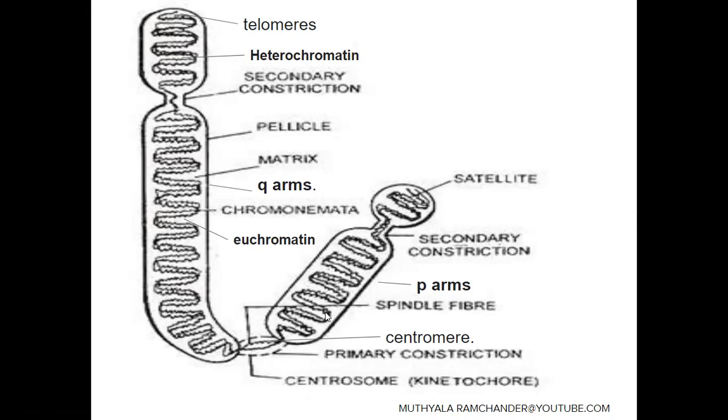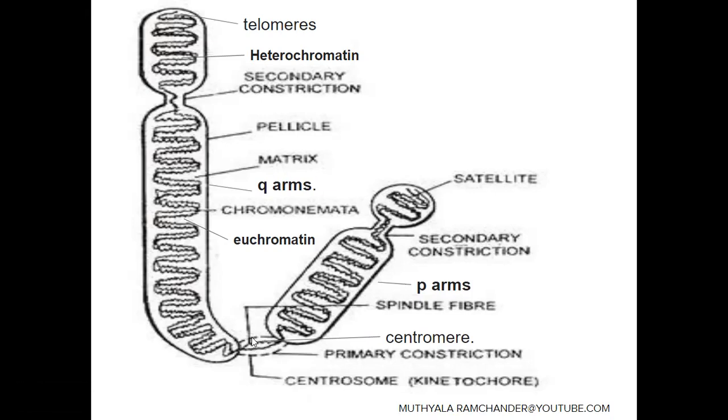During the formation of the arms, far from the centromere, the chromatonemata show euchromatin and heterochromatin, and they also show secondary constrictions. The secondary constriction looks like notches in the arms. In the secondary constriction, heterochromatin is in higher percentage and euchromatin is in lower percentage. But in the primary constriction, euchromatin is 100%.